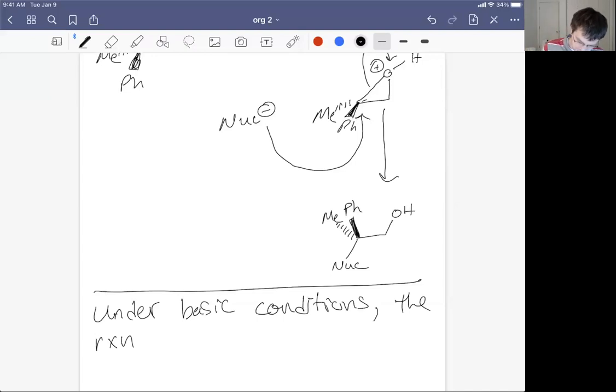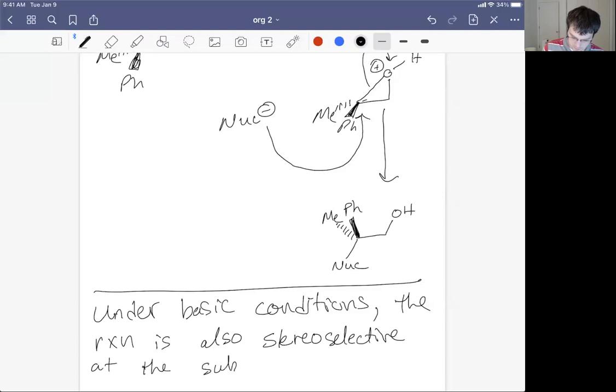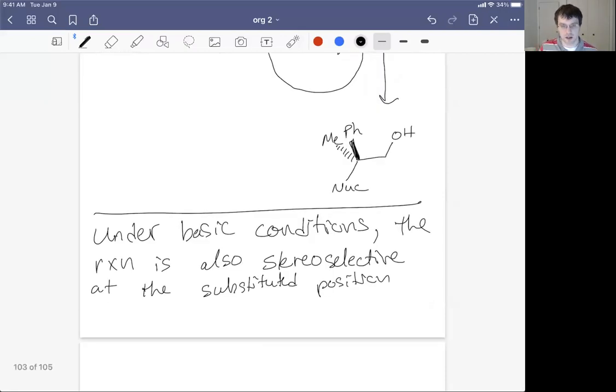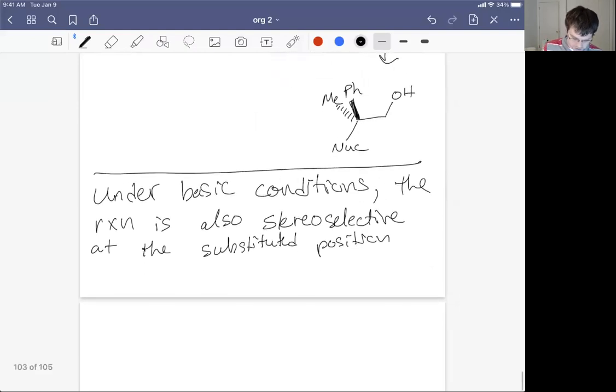So the reaction is also regioselective at the less substituted position. Okay, so what's a substituted position versus a less substituted position? Well, you just sort of count the things attached. Don't worry about the bulky size, but I don't want you to get tripped up and worry about this.